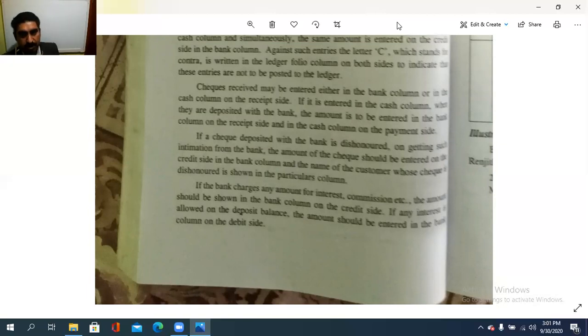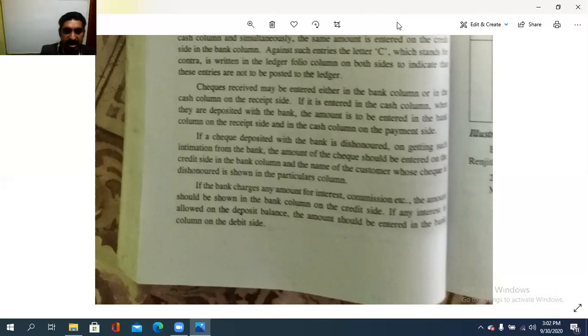On getting such information, the amount of the cheque should be entered on the credit side in the bank column, and the name of the customer whose cheque is dishonored is shown in the particulars column. If the bank charges any amount for interest, commission, etc., the amount should be shown in the bank column on the credit side. അതായത് ഇൻട്രസ്റ്റ്, കമ്മീഷൻ, എക്സ്പെൻസസ് ആണ് അതില്ല.